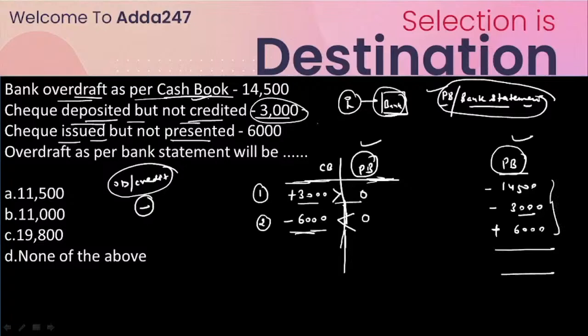just calculate this sum: minus 14,000, minus 3,000, plus 6,000, which will be equal to minus 11,500 rupees. So if the question says overdraft as per the bank statement, the answer would be 11,500 rupees. So this is how we solve bank reconciliation statement questions in the exam. So I hope it is now clear.